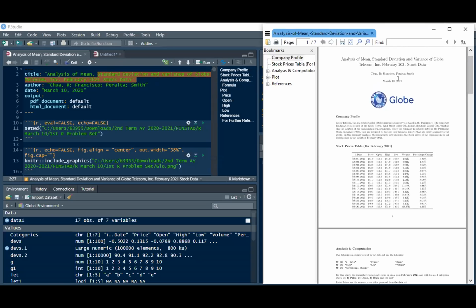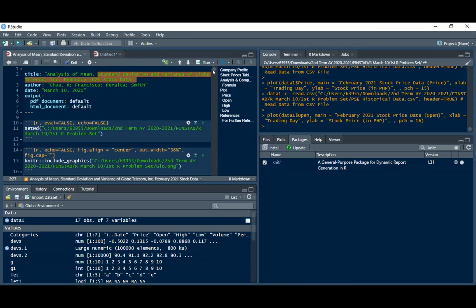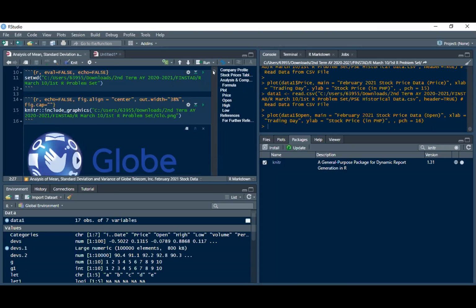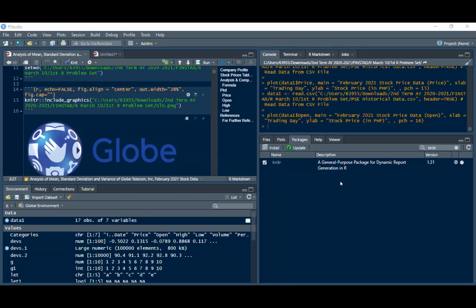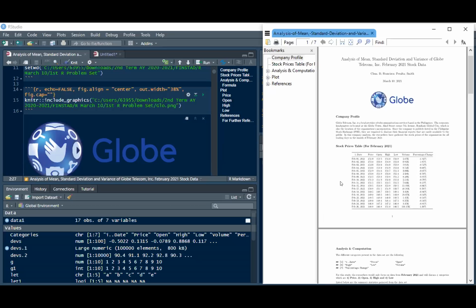For our first element, we put an image of the Globe logo. We set eval equals false so the code isn't shown in the file. Then the figure alignment is centered, and the size of our logo is 38%. Since no caption is needed, we left the figure caption blank.